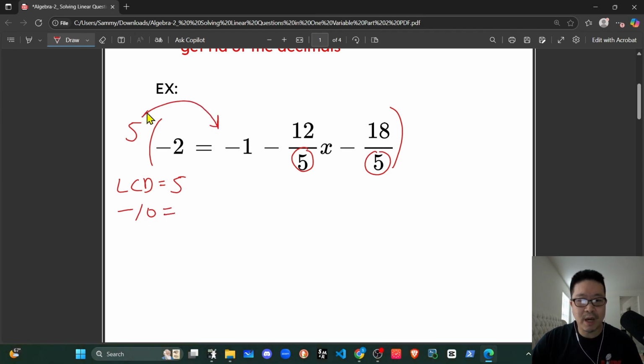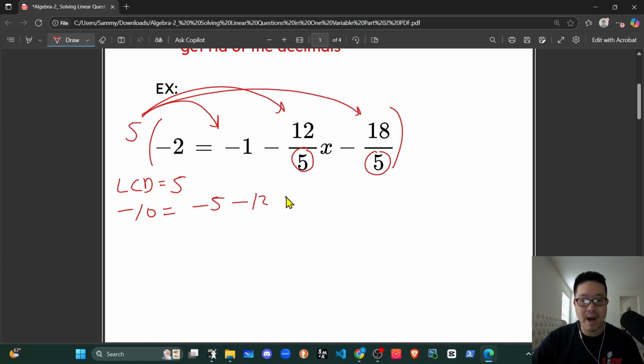All right, so we're going to multiply the right side by 5. And when we do that, we get negative 5, right? 5 times negative 1 is negative 5. 5 times negative 12 over 5, well, the 5s are going to cancel. So we're going to get minus 12x. And we're going to multiply 5 times negative 18 over 5. And again, the 5s cancel. So we just get negative 18. And as you can see, we can simplify the right side of our equation. So we get negative 12x minus. So negative 5 and negative 18 is going to be negative 23.